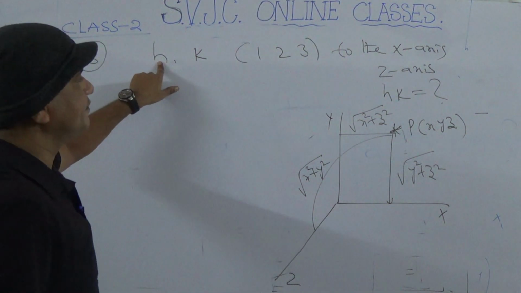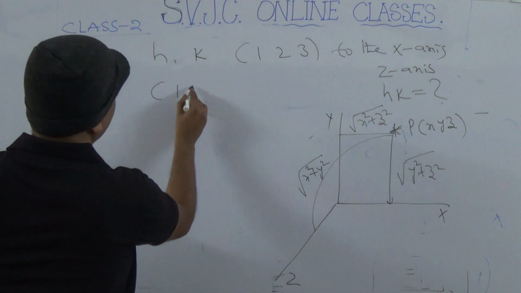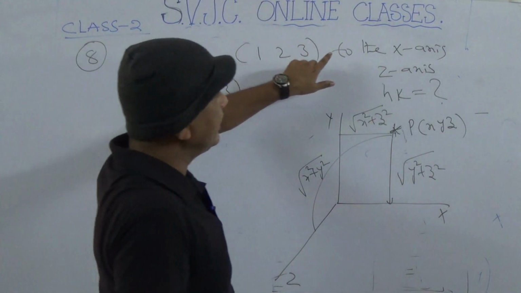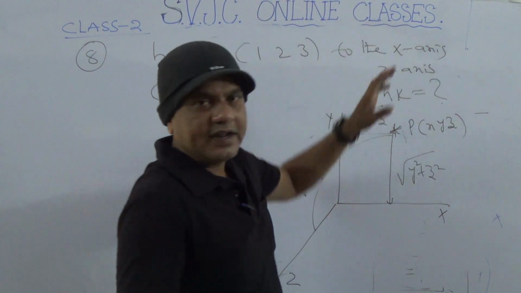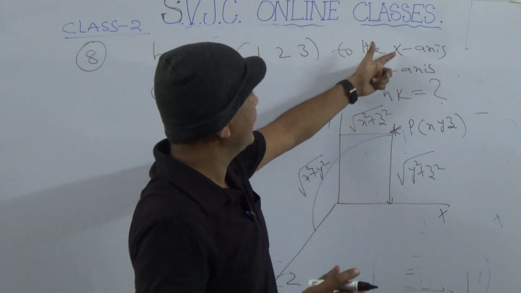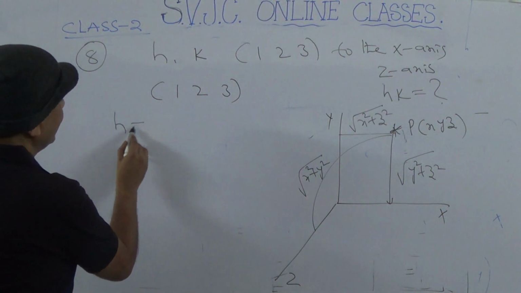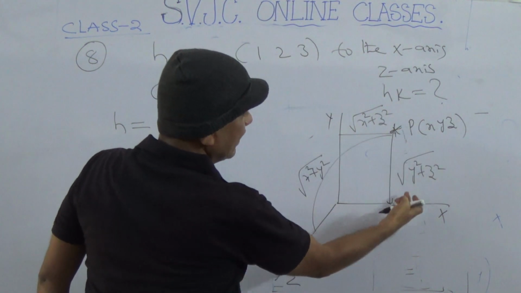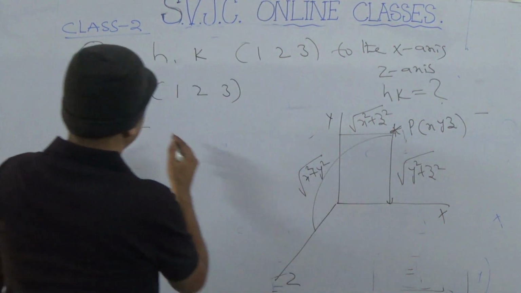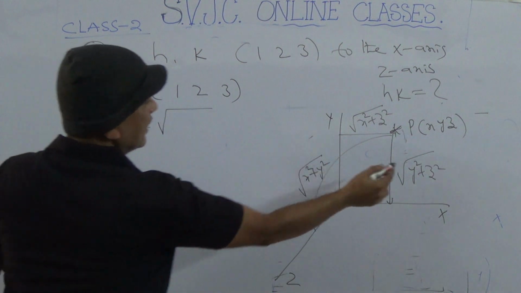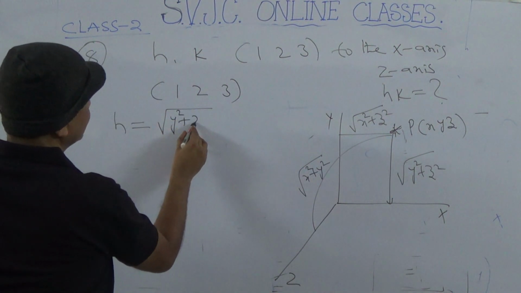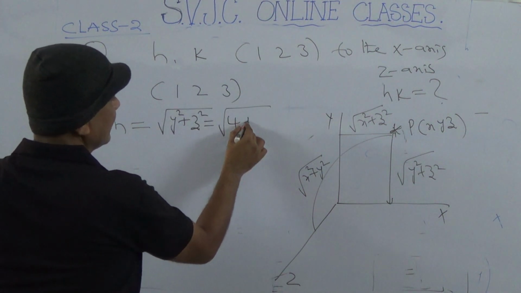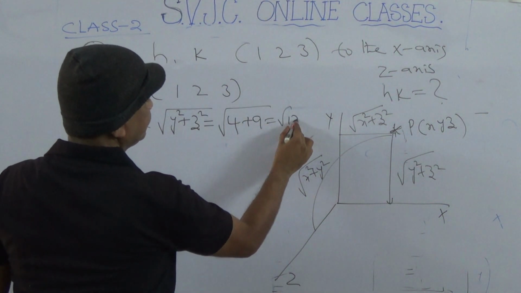Here the given point is 1 comma 2 comma 3. What is h? H is the perpendicular distance from this point to the x-axis, and the formula for the x-axis distance is under root of y square plus z square. That is equal to under root of 2 square, 4, plus 3 square, 9, which is root 13.